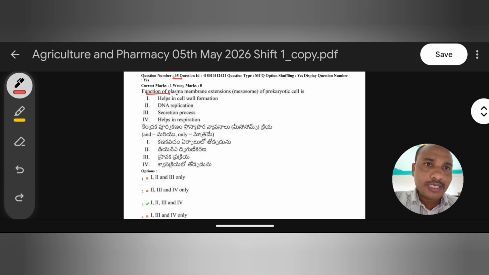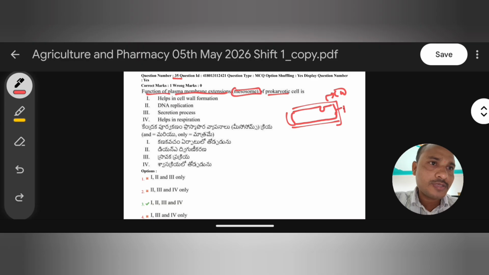Function of plasma membrane extension called mesosome in prokaryotic cell. Here we know that prokaryotic cells are mostly bacteria, in which the outermost layer is the cell wall, and here we have some extension of plasma membrane like this. This is the plasma membrane or cell membrane. So this extension of plasma membrane is known as a mesosome.